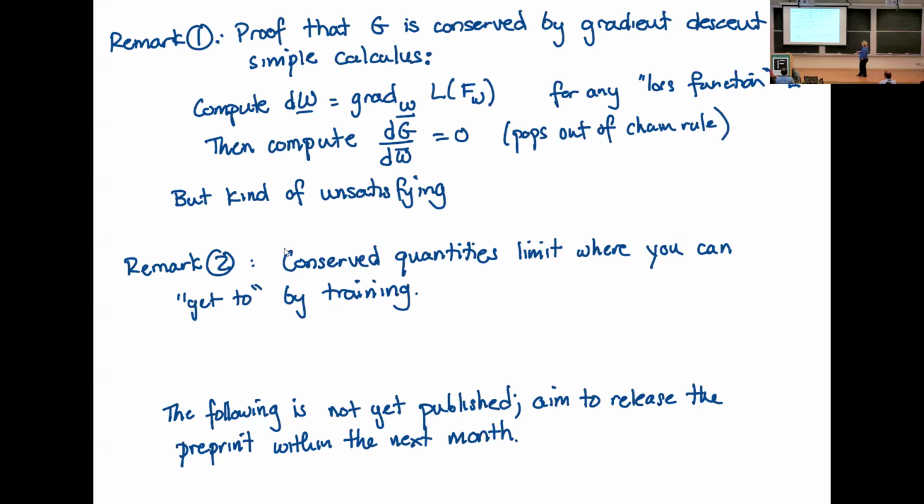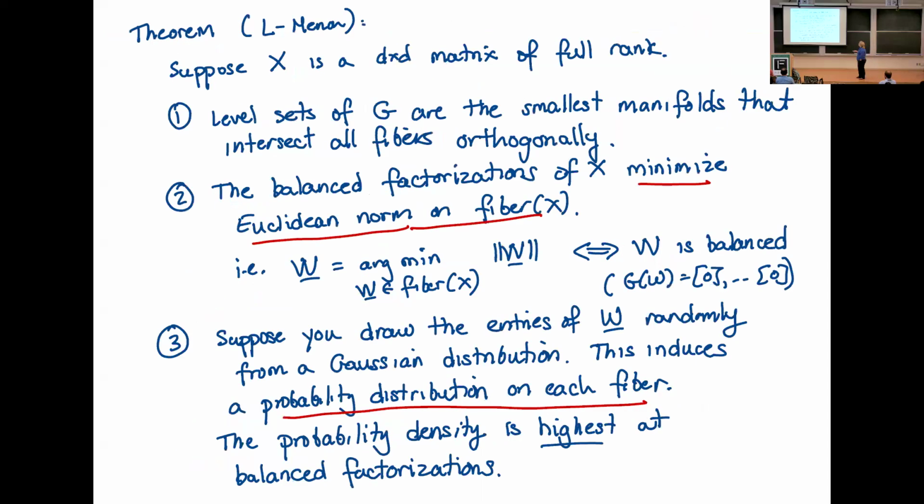Okay, and so then remark 2, I guess I already said this, that conserved quantities limit where you can get to. So what I want to tell you now is some work that's work in progress. And I am hoping to release the preprint on this topic within the next month or so. And this is joint with Govind Menon at Brown. So this theorem has a bunch of parts. I'm going to talk through the parts separately.